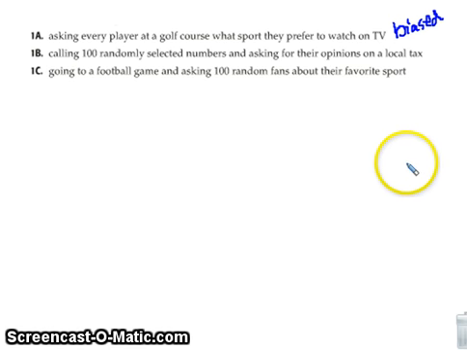All right, what about calling 100 randomly selected numbers and asking their opinions on local tax? That's going to be unbiased. And going to a football game and asking 100 random fans about their favorite sport. Oh, really? Mr. Volk says football is different than baseball, but we're going to go with bias either way.